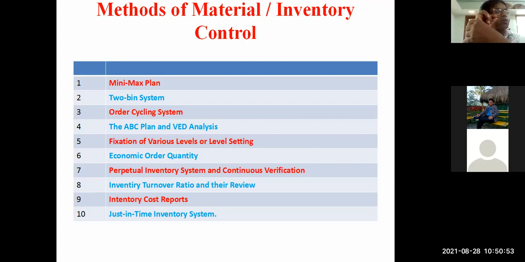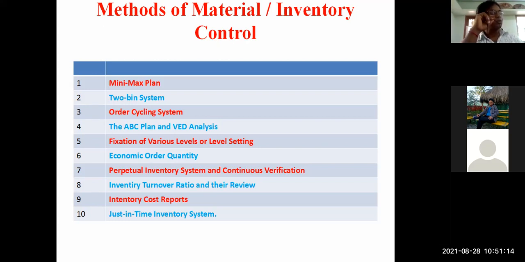This is the oldest method of inventory control. Under this plan, what is done? Minimum level and maximum level of quantity is fixed, and accordingly it is managed. How much minimum material should be there and how much maximum material should be there, only these two are fixed. Only two. This is one method.